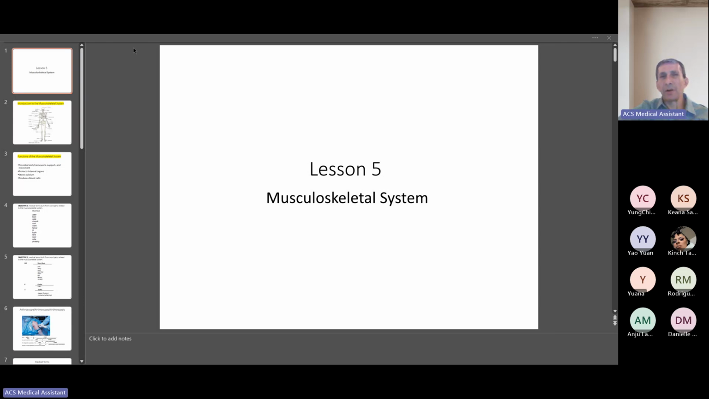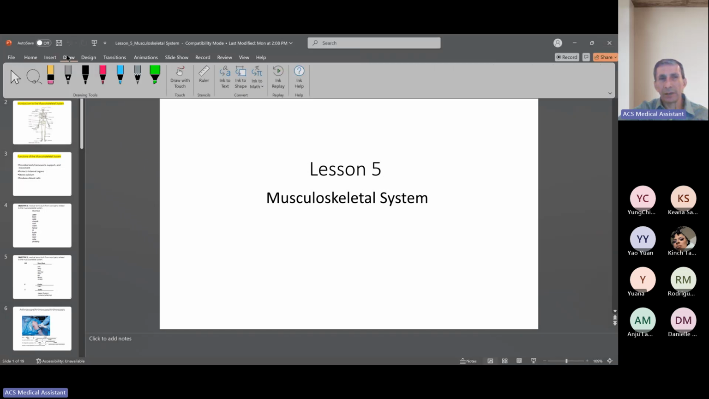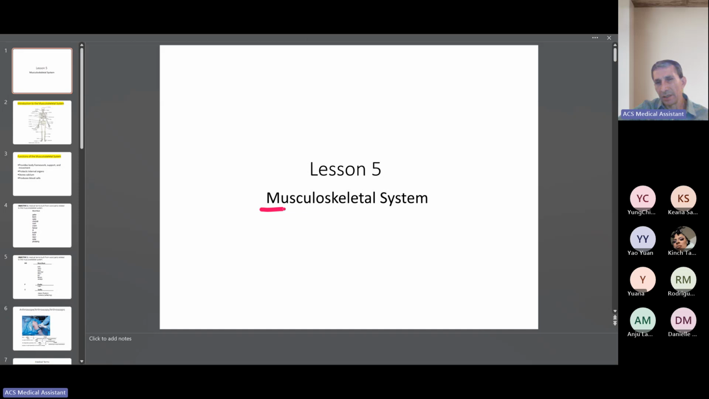So if we talk about the musculoskeletal system, we are talking about here the muscles, and the bones, skeletal. Because muscles are attached to the bones. So usually we use them together. It's like cardiovascular because we use the heart and the blood vessels that are attached to it. So this is the musculoskeletal system.